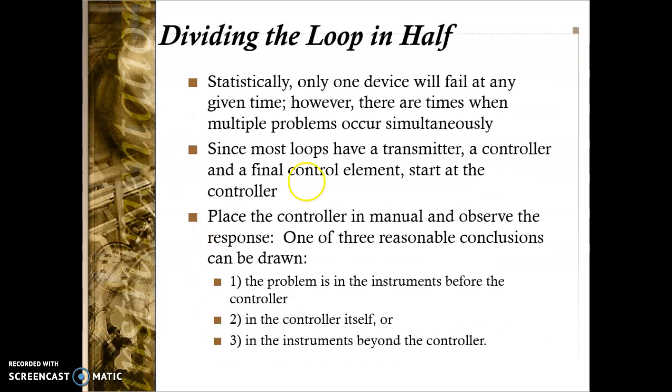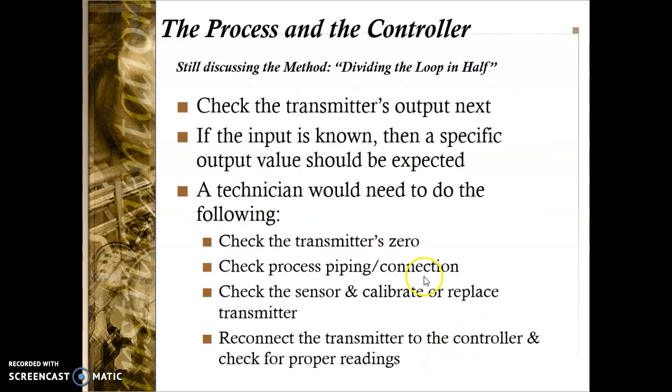I'm going too fast. So you start, there's one of three ways to do this. You could look at the problem between the process, which is your sensing and transmitter, to the controller itself, or from the controller to the final control element. So we're going to look at the two ways.